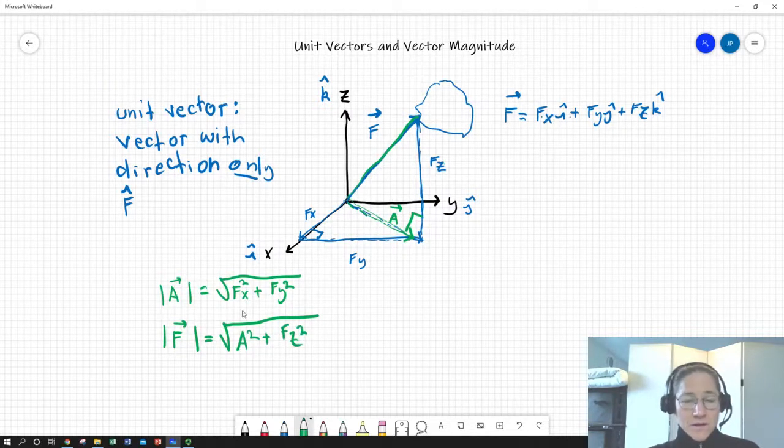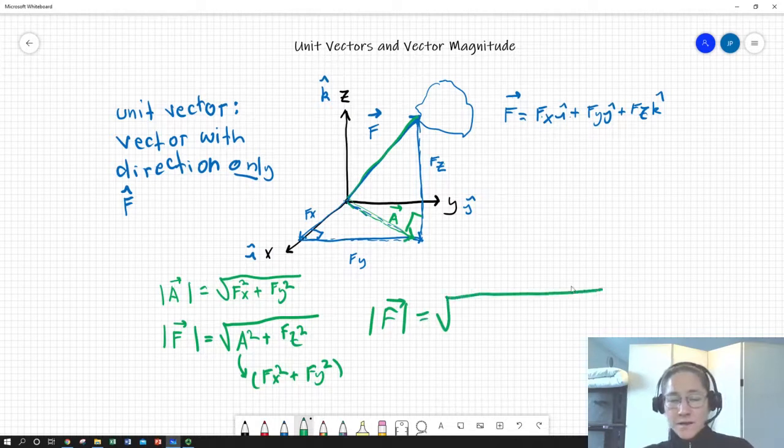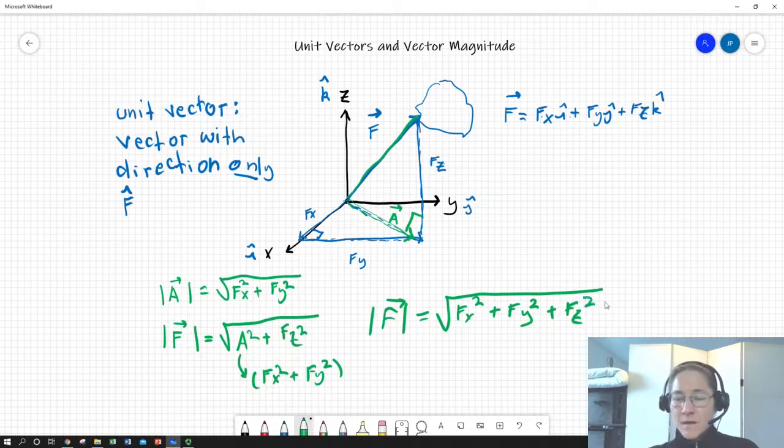Well, what's the length of A squared? It should just be f sub x squared plus f sub y squared. Basically I have two right triangles. So the magnitude of a 3D vector is basically an extension of our familiar Pythagorean theorem: it's just the magnitude of each of its components in the coordinate directions squared, then take the square root. This is vector magnitude.